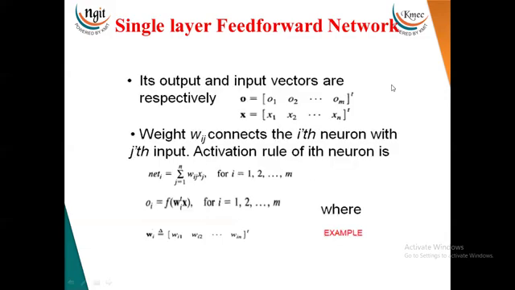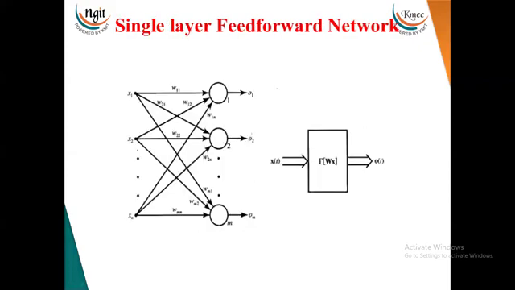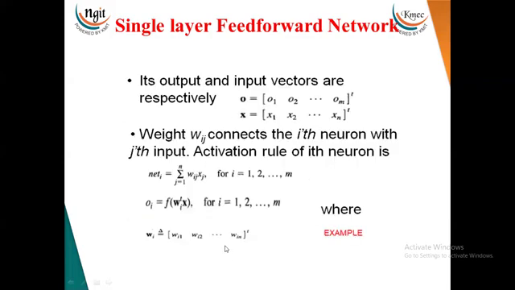It will have the output vectors O1 to OM, and X is the input vector X1 to XN, and Wij connects the ith neuron with the jth input. You will calculate the net i with the help of this formula: the summation of Wij into Xj, and you will get the output of the summation value, and these are the weight vectors. So this was only single layer, only one layer of neurons.